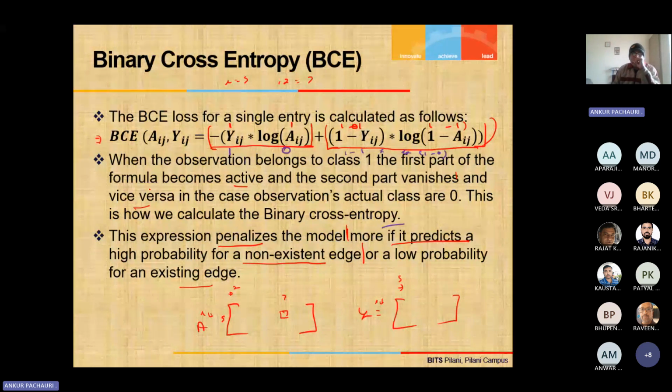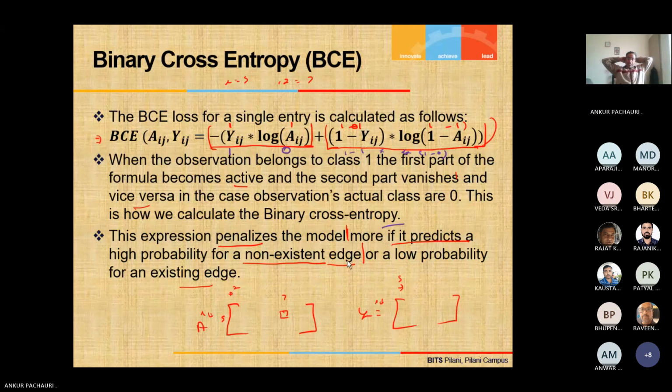The expression penalizes the model more if it predicts a high probability for a non-existing edge. Suppose there is no edge between two certain nodes of a graph, and my model predicts that edge. Then that is an error, and my model should be punished for those kinds of decisions too. A high probability for a non-existing edge means the model is saying the chance of an edge here is high, but actually there is no edge in the actual graph.